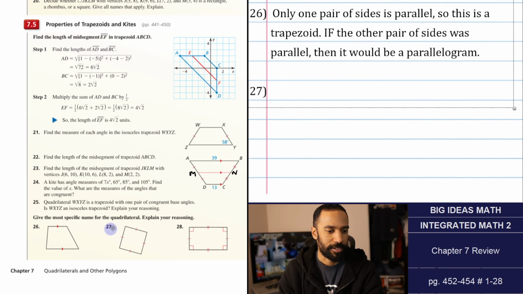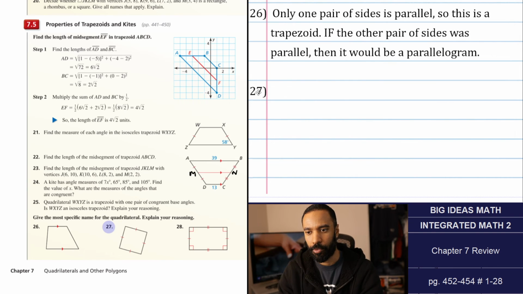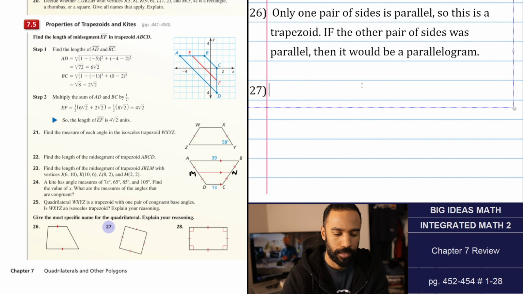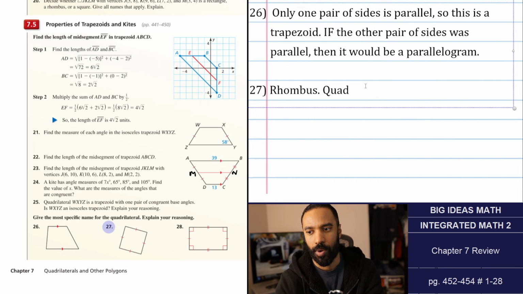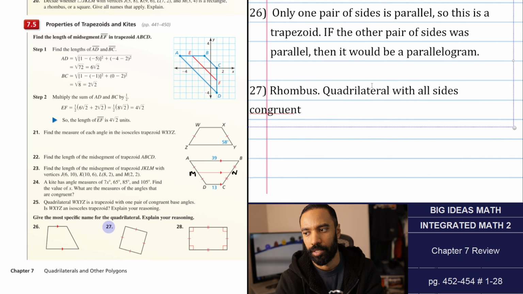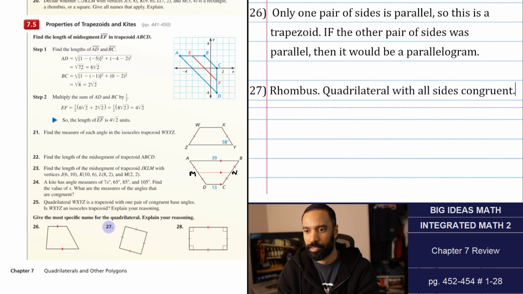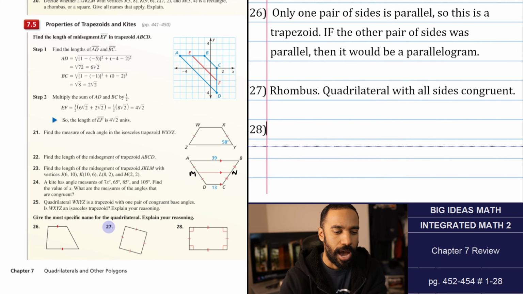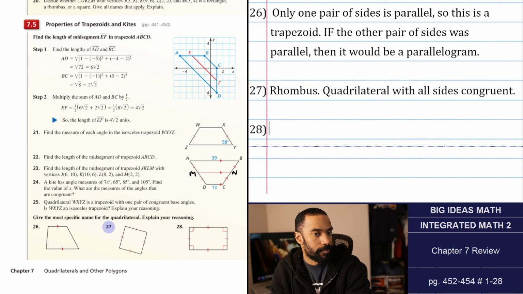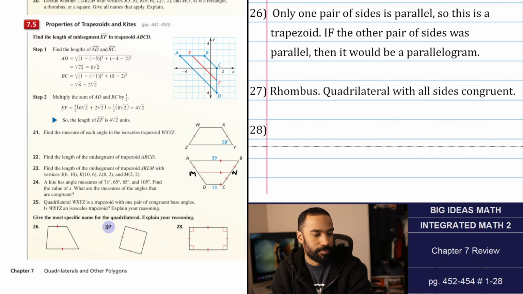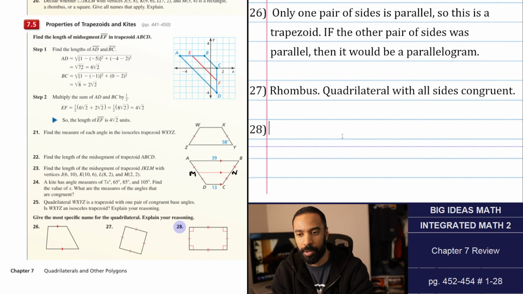All right, number 27. Quadrilateral with all sides congruent. It's a rhombus. Rhombus, quadrilateral with all sides congruent. That's just what we know about a rhombus, right? That's how we dive into that. It could be a square if we knew there was a right angle somewhere. A rhombus is also a parallelogram, definitely not a kite or trapezoid.